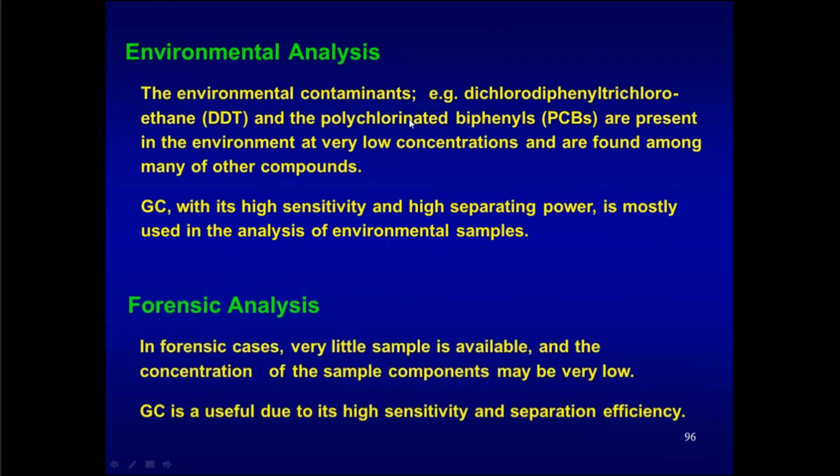Environmental analysis: the environmental contaminants like dichlorodiphenyltrichloroethane, DDT, and polychlorinated biphenyls, that's PCBs, are present in the environment at very low concentrations and are found among many of the other components. So GC, with its high sensitivity and high separating power, is mostly used in the analysis of environmental samples. Forensic analysis also, it can be used. Very little sample is available in this type of analysis, and the concentration of components is also very low. So GC is useful because of its high sensitivity and separation efficiency.